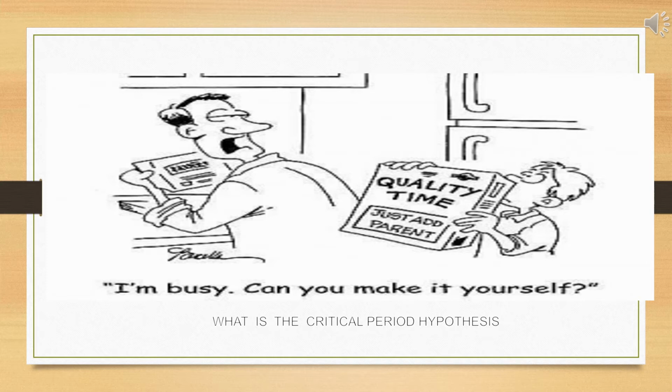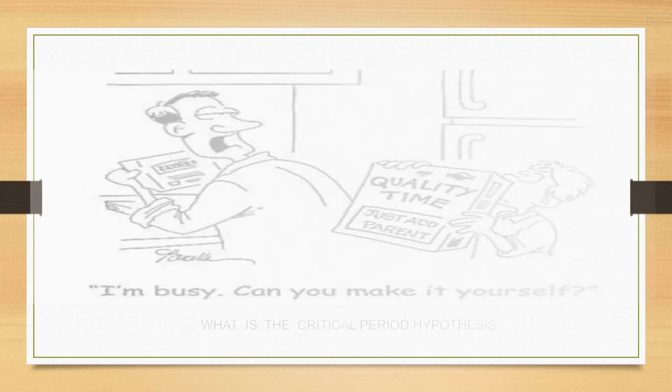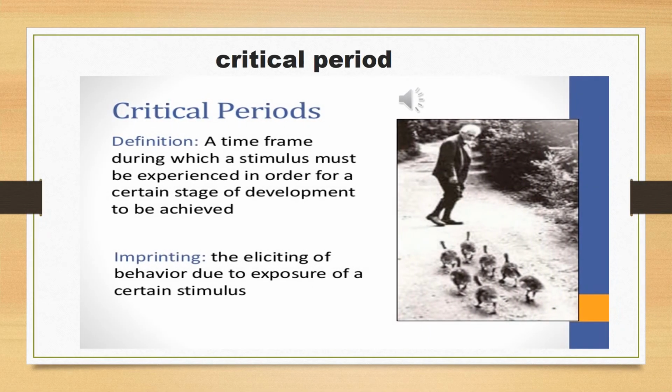Although the learner rarely achieves a near native accent, many people suggest this is due to them being beyond the critical period. The critical period is the time frame during which a stimulus must be experienced in order for a certain stage of development to be achieved.